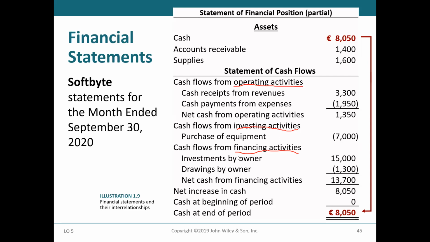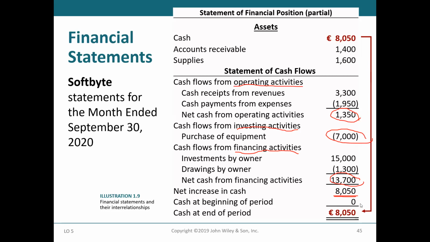Cash flow from financing activity includes what? The investment from the owner. If the owner withdraws money, we subtract it here, and then we have the net cash from financing activities. Net cash from financing activity is 13,700. And then we add the cash from operating, add the cash from investing, and add the cash from financing, and that will give you the net increase in cash.